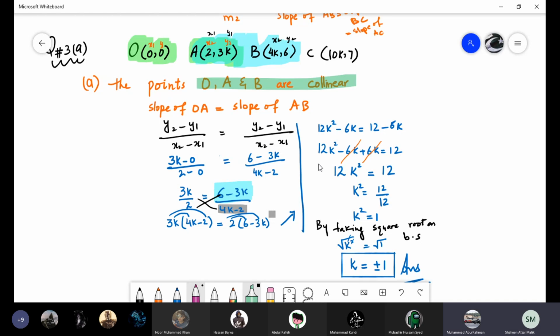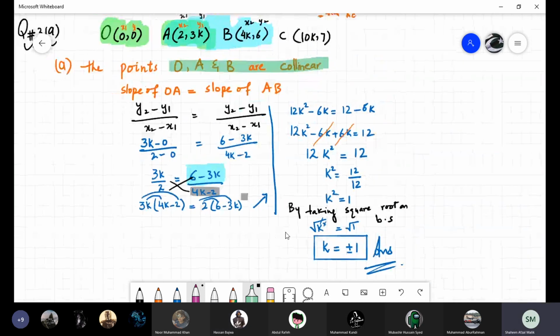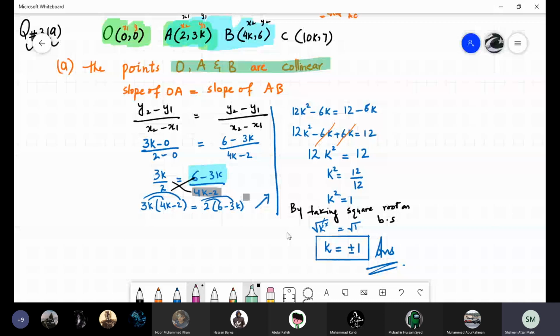Okay, thank you, ma'am. Ma'am, can we do any other, like BO? Or you can do OA and BO also. Then also you will get the same answer, because the slope of any 2 points is equal. Boys, if you're done with this one, can we move to question 4?